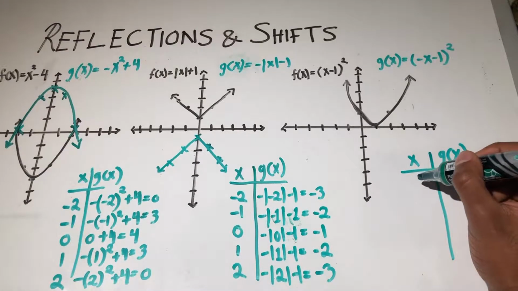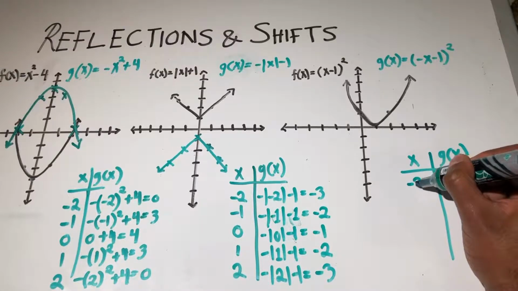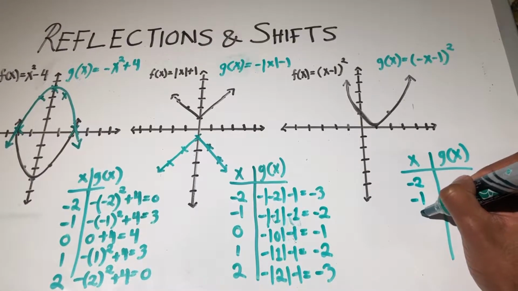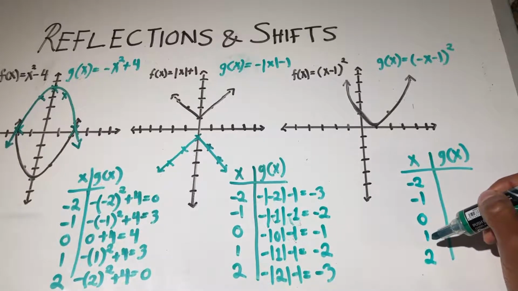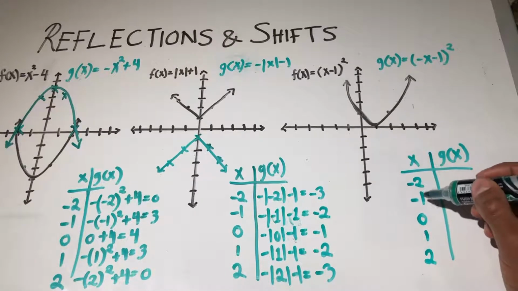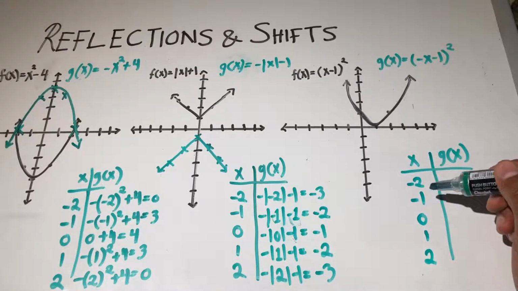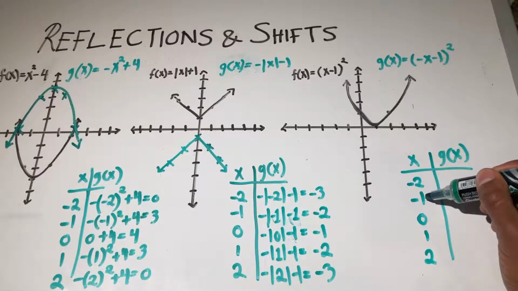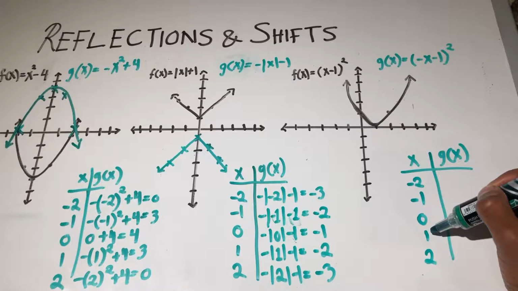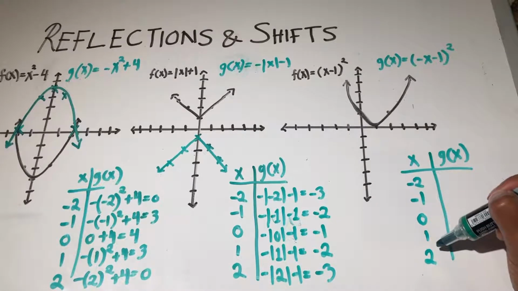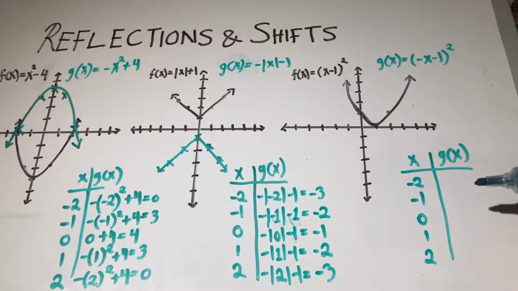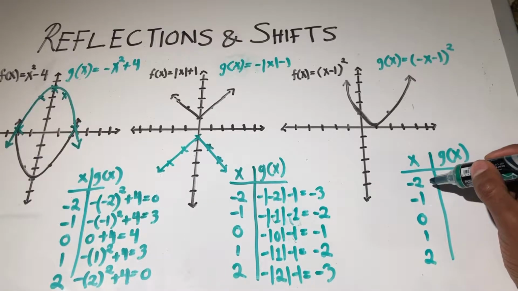So putting in -2, -1, 0, 1, and 2. Remember, you can add as many points as you like, but I usually go from -1 to 1, just to get a rough sketch. But to get a more precise graph, the more points you add, the more precise the graph is going to turn out to be.